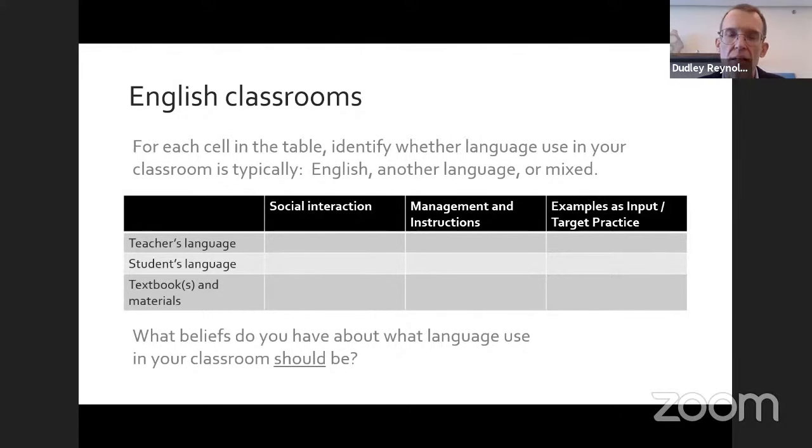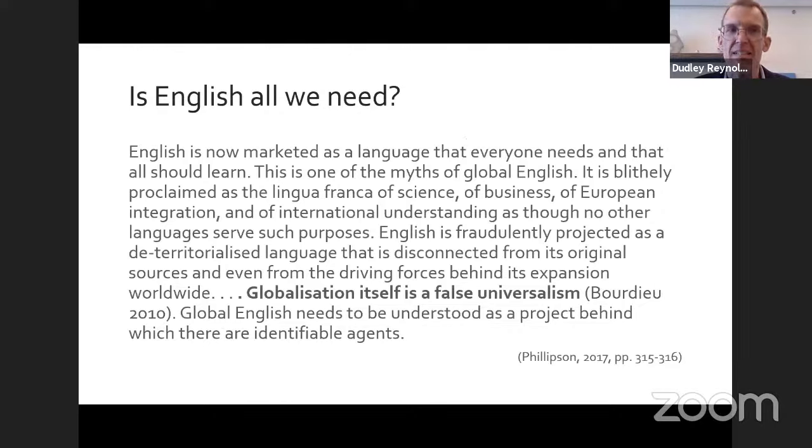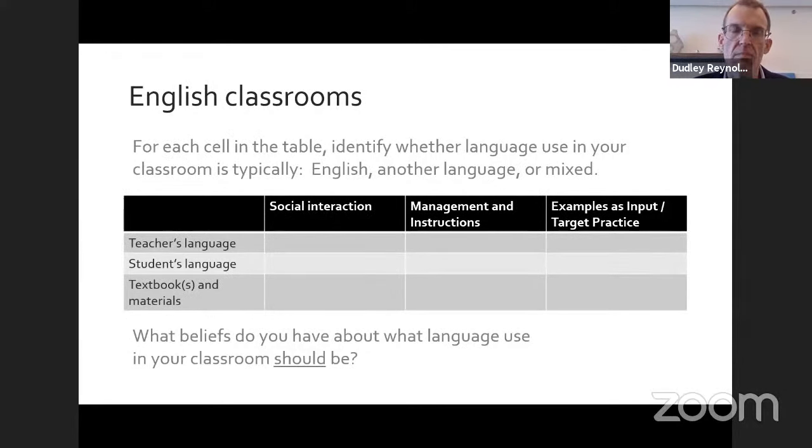Let me go back to my previous slide. Is English all we need? Is English all that is used in your classroom across all nine cells? Should English be all that is used across all nine environments? My guess is that many of you do have other languages used in your classes, but they're primarily in the first two columns. They rarely will occur in the third column. And I'd like to question if that's correct, if that's the best today.